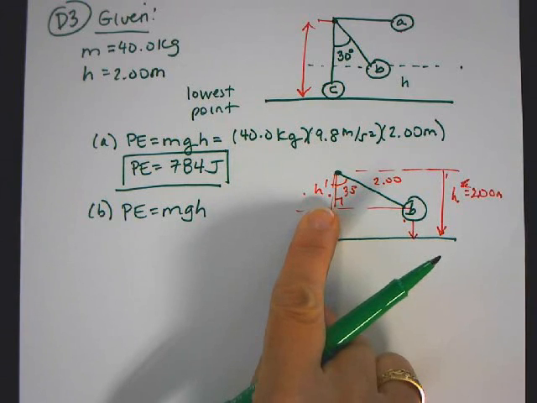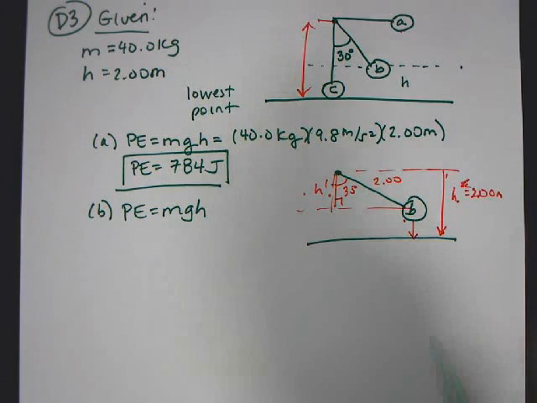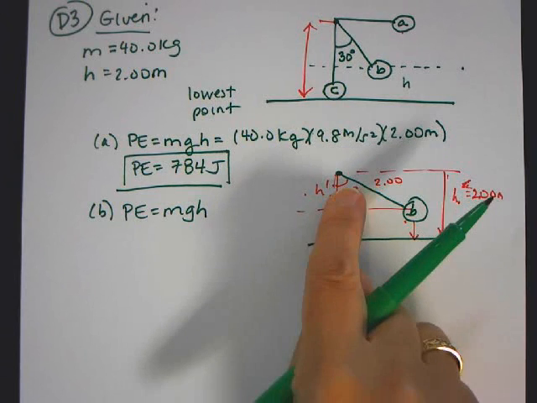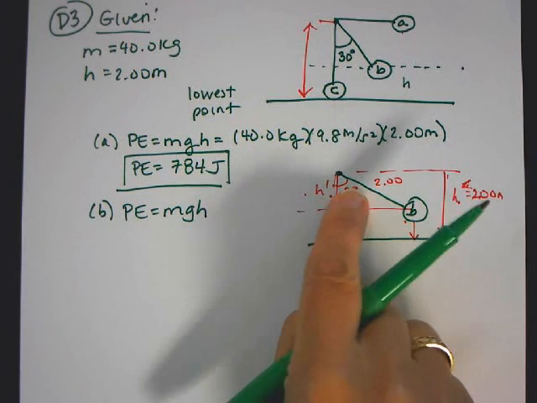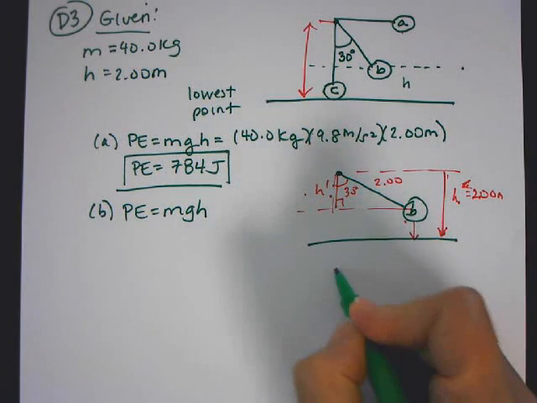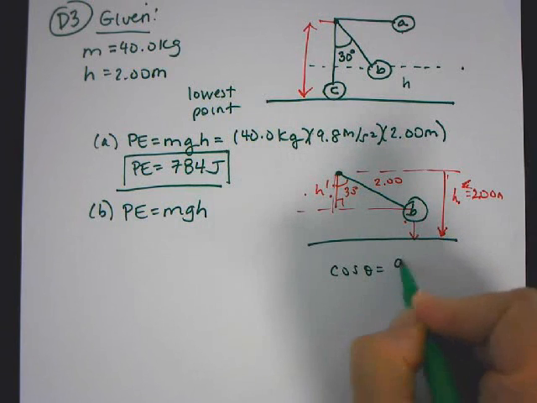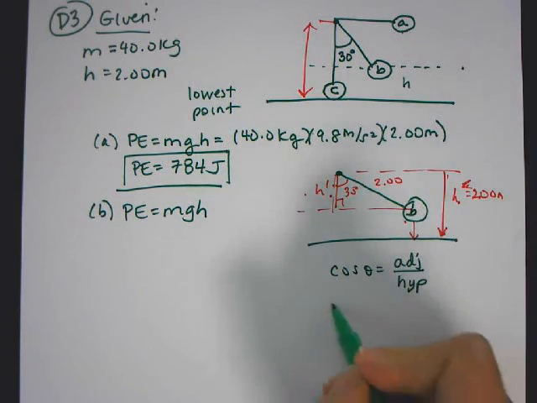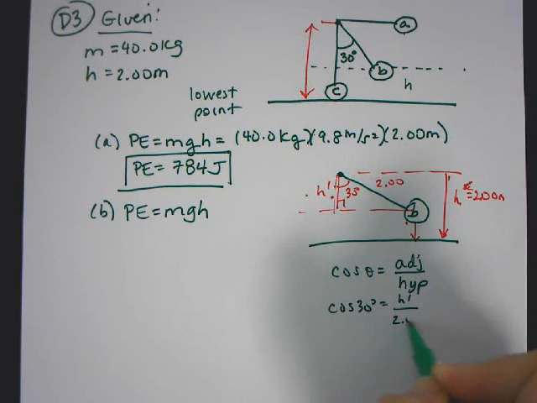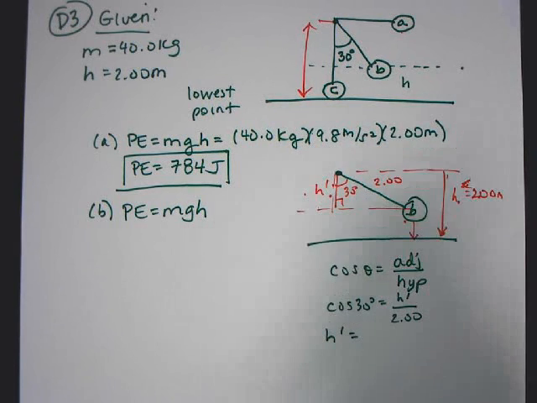But anyway, how would I do this? Well, what's the relationship between this and this angle? It's adjacent. So cosine of theta is adjacent over hypotenuse. So cosine of 30 is adjacent, h prime, over the hypotenuse, which is 2. So h prime is equal to 2 meters times the cosine of 30 degrees.